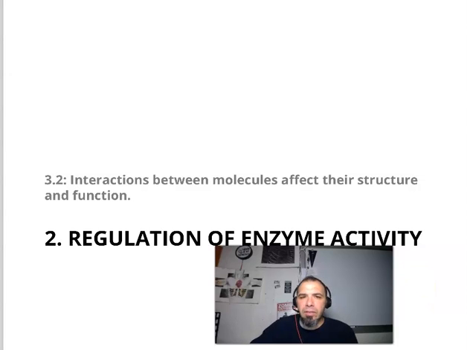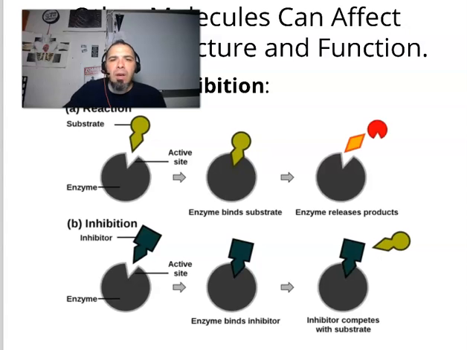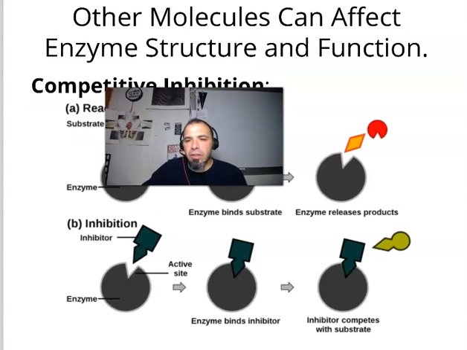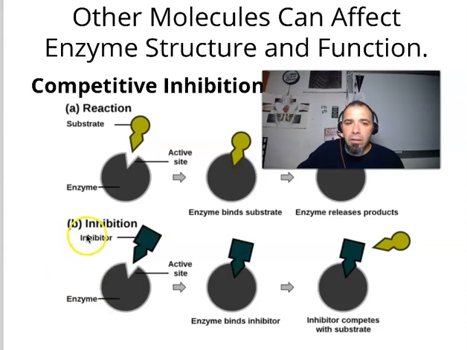So let's talk about regulation of enzyme activity. I'm going to try to keep this one maybe a little bit longer than my 6 minutes. Other molecules can affect enzyme structure and function. If we look at this top row, we've got competitive inhibition. Here's your enzyme, there's your substrate, there's the reaction. Again, active site, and your enzyme releases that product. So in competitive inhibition, the top one's the normal reaction. The bottom one here, you have inhibition.